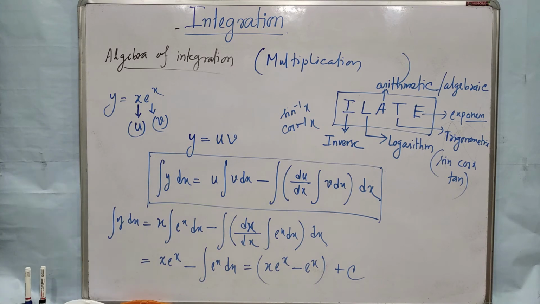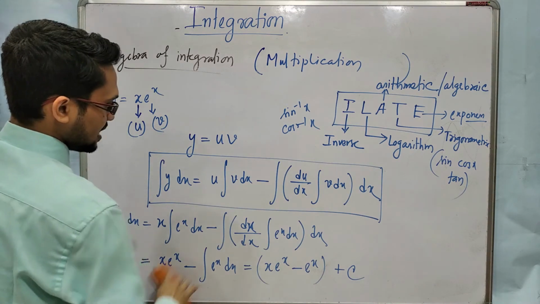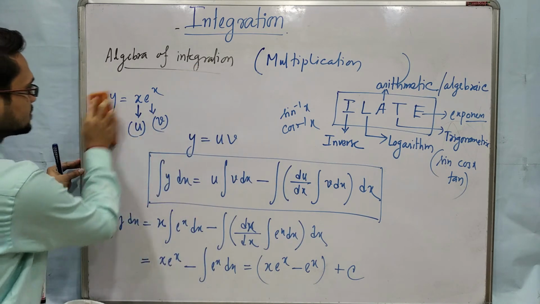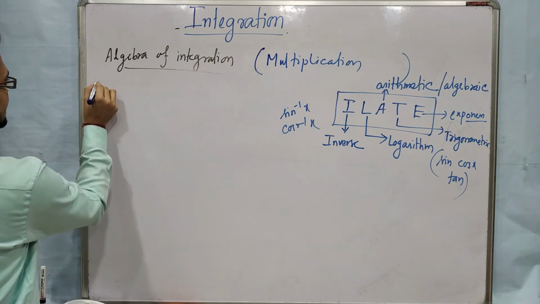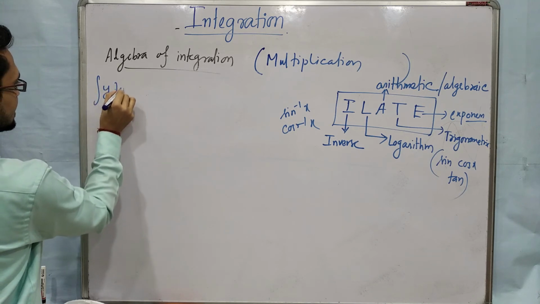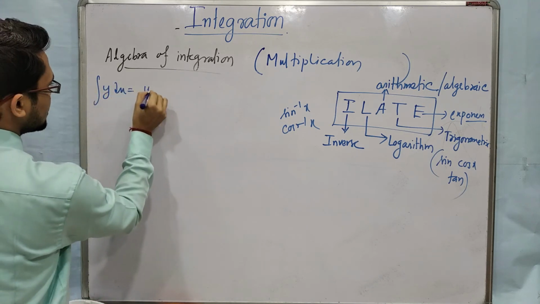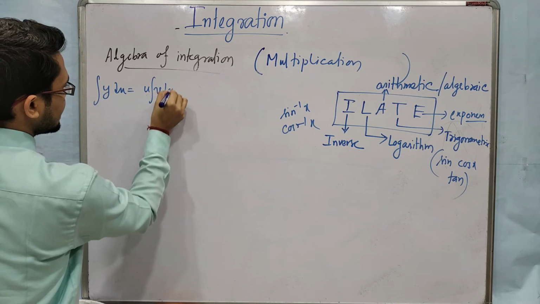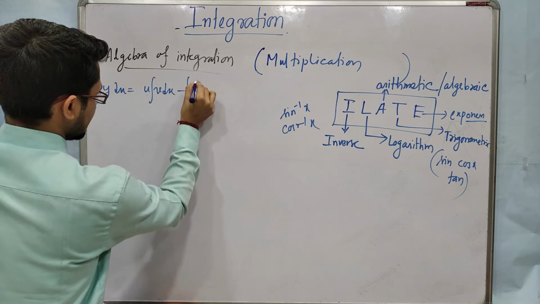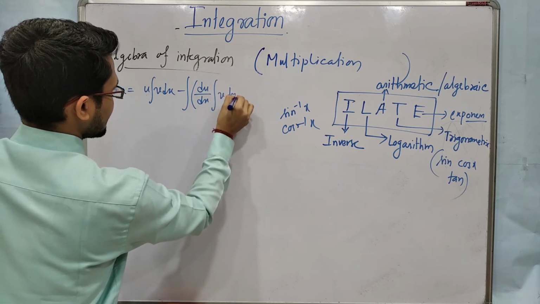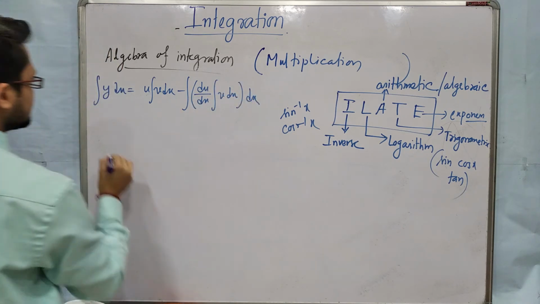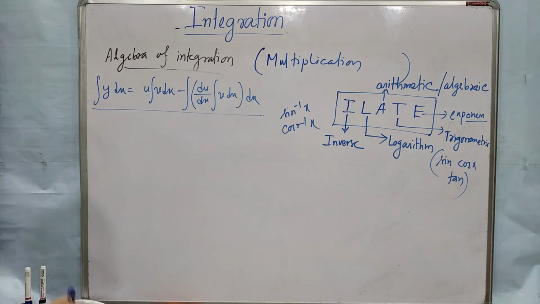Understand? Understand? Take another one. I am writing this equation at the top. First I am writing that equation: integration of y dx equal to u integration of v dx minus integration of du by dx times integration of v dx, then dx. This is our formula. Okay, okay.